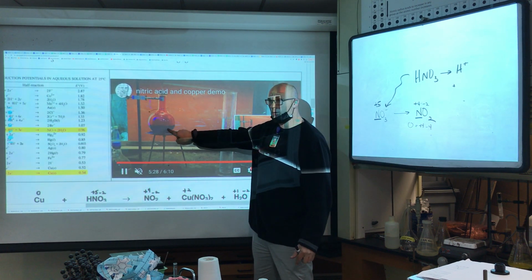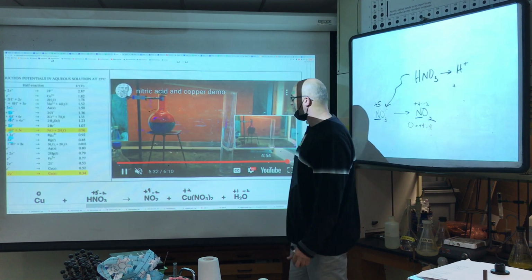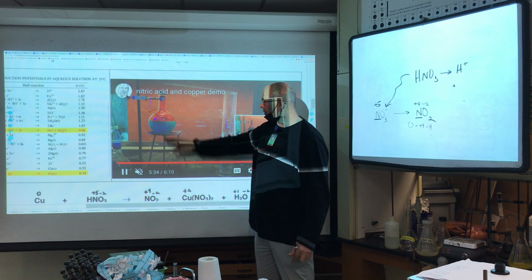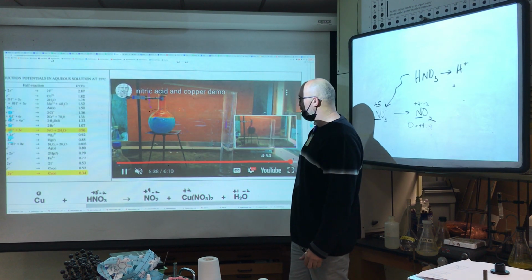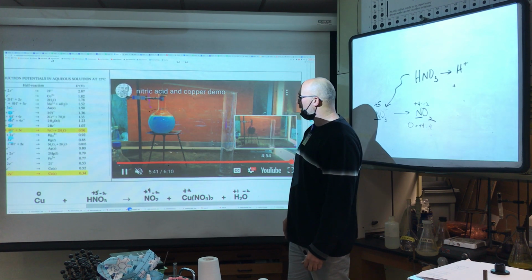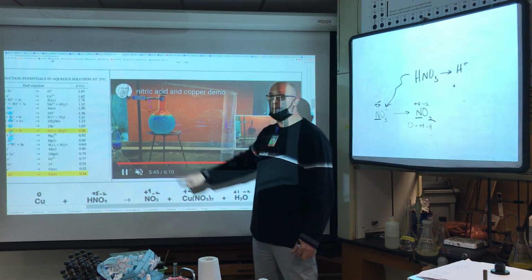Now look at the color here. That's the key here. And that's the cool part of the reaction. What's the color right there? Yeah, and that's the color of copper ions. That's really cool. So there's your copper ions, and there's no copper left. All the copper became copper +2.